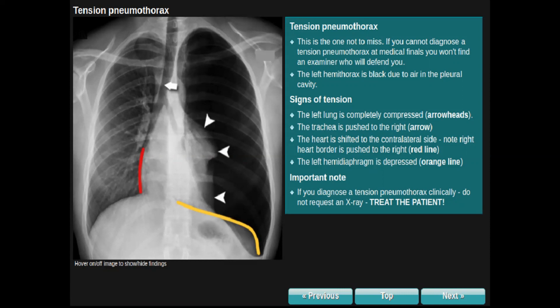And if you're able to diagnose a tension pneumothorax clinically, as you know, tension pneumothorax has very prominent clinical findings. Sometimes you may not even need an X-ray and you'll be able to detect it. So you need to relieve the pressure immediately.